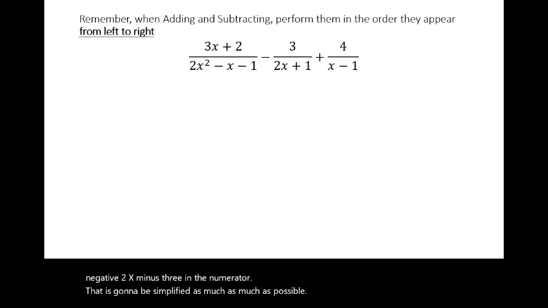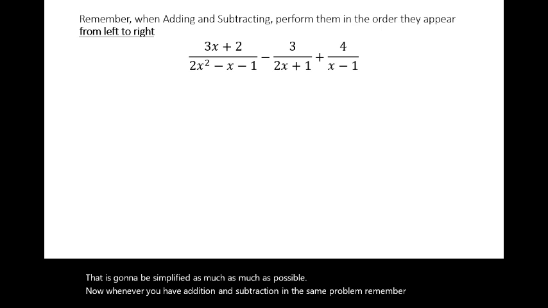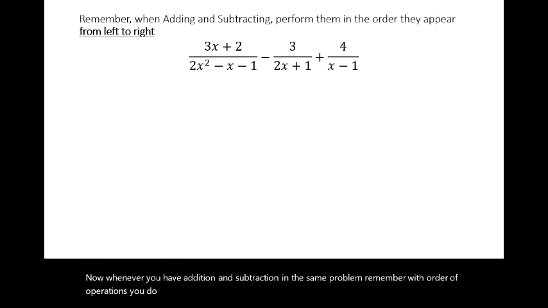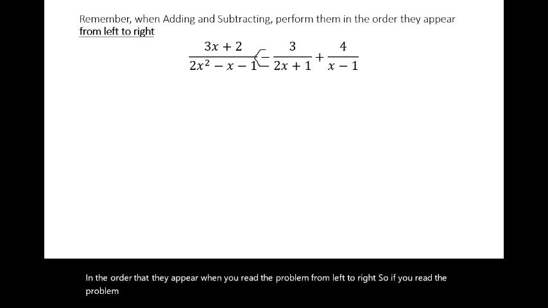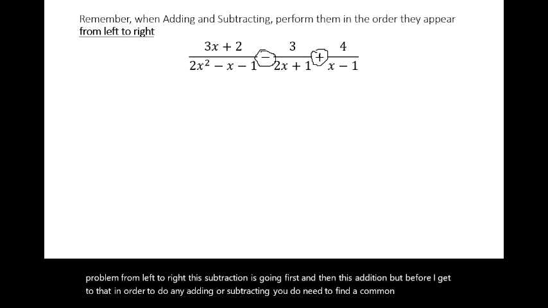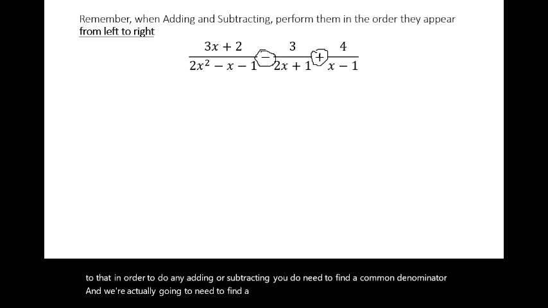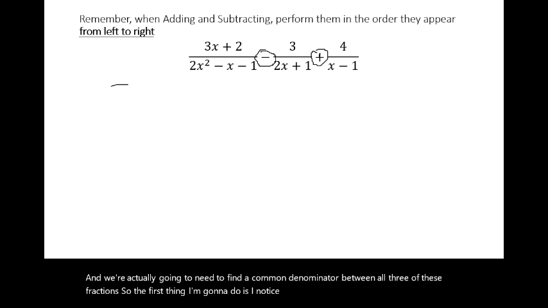Now, whenever you have addition and subtraction in the same problem, remember, with order of operations, you do addition and subtraction in the order that they appear when you read the problem from left to right. So if you read the problem from left to right, this subtraction is going first and then this addition. But before I get to that, in order to do any adding or subtracting, you do need to find a common denominator. And we're actually going to need to find a common denominator between all three of these fractions. So the first thing I'm going to do is I notice that the first fraction's denominator looks like it can factor, so I'm going to factor it.